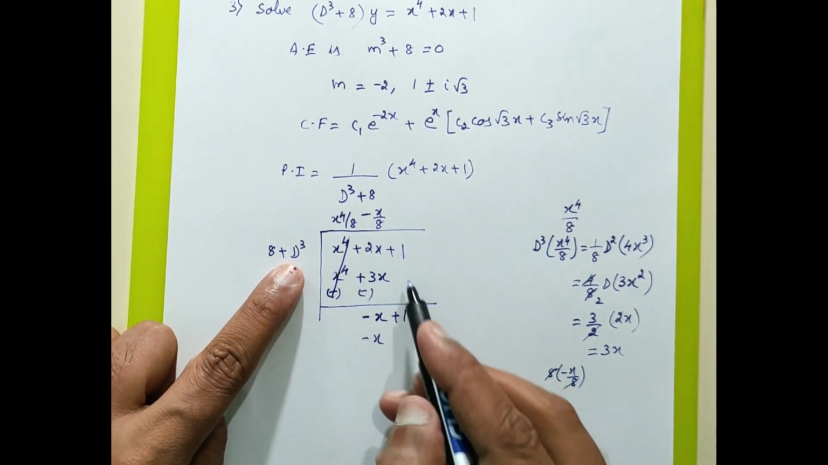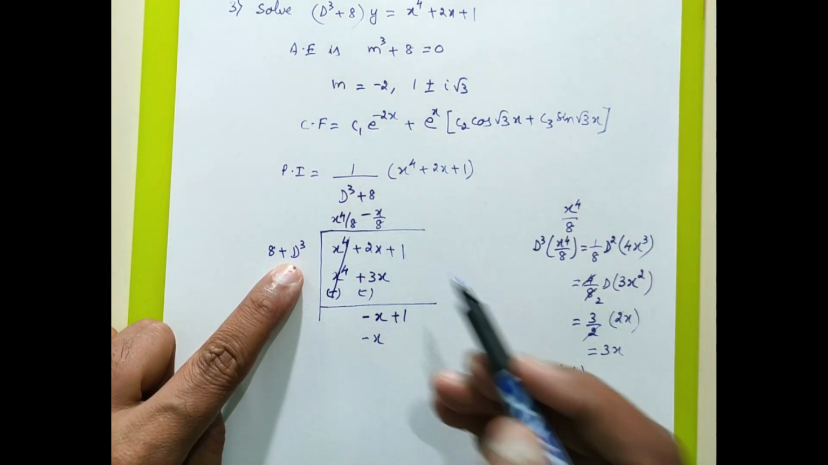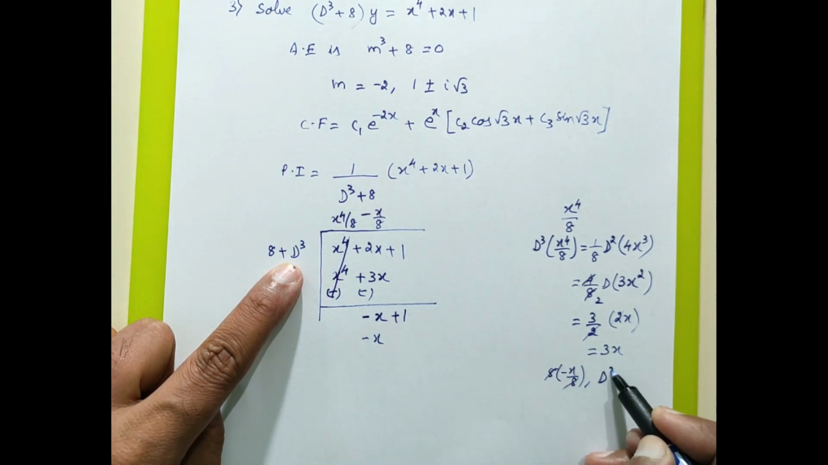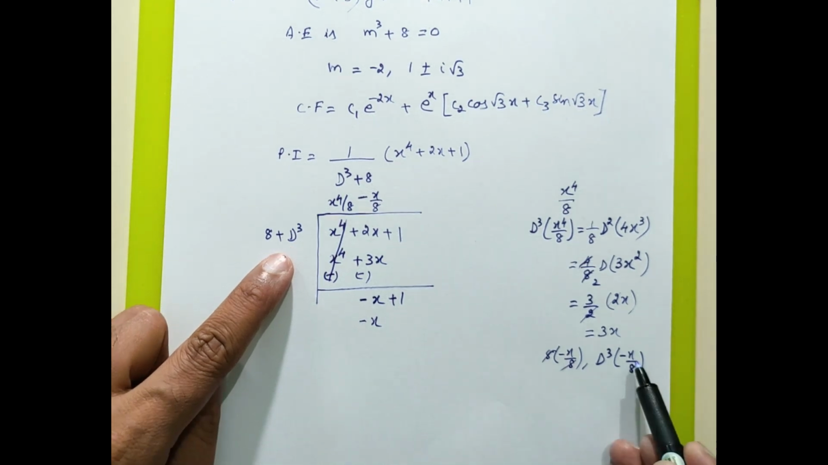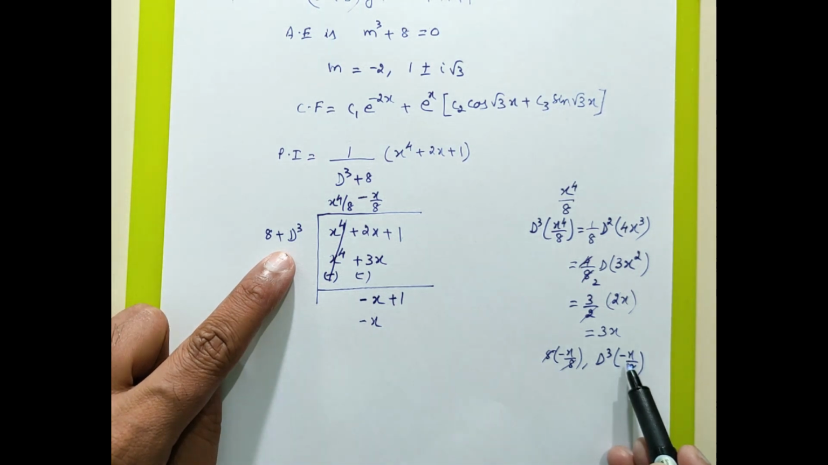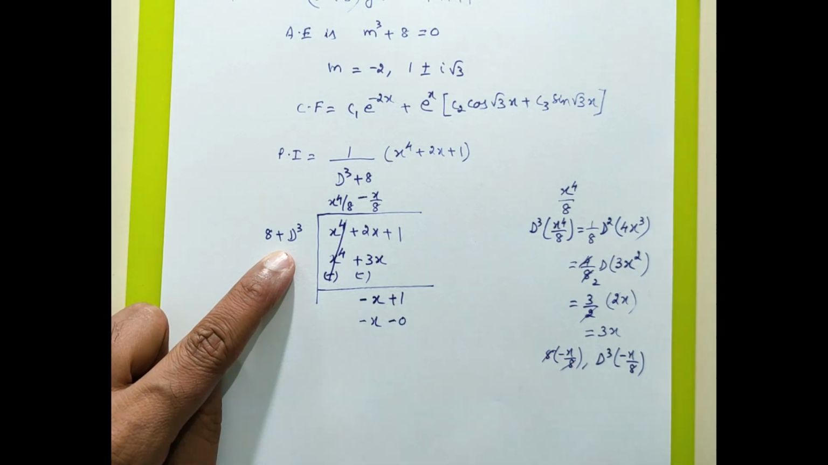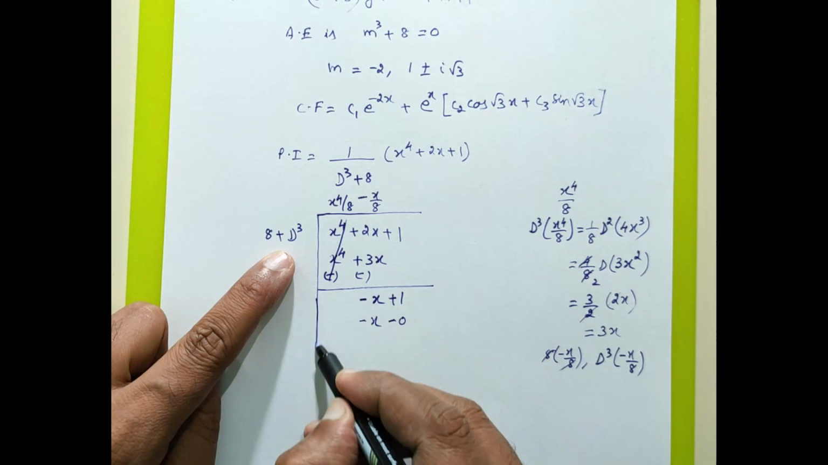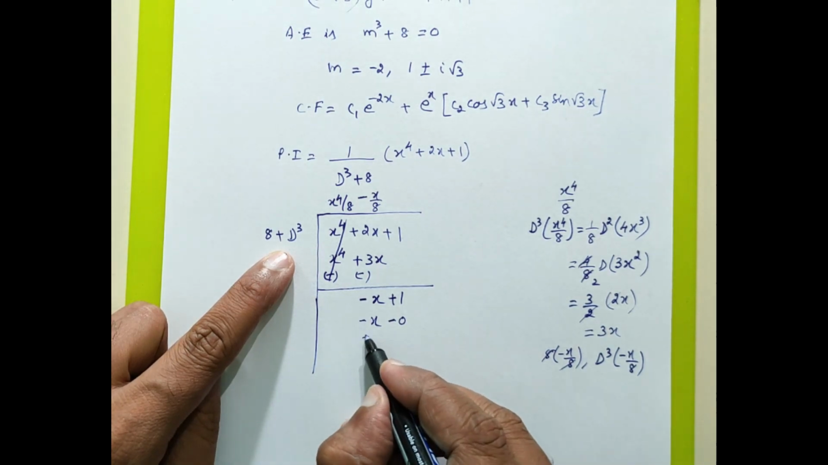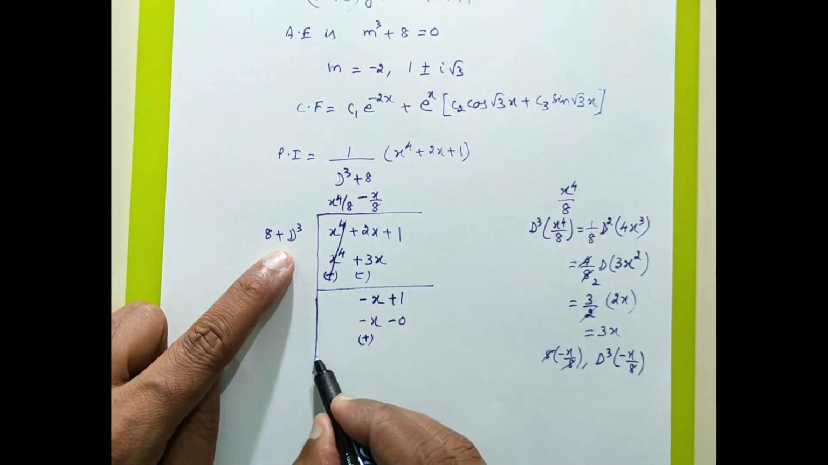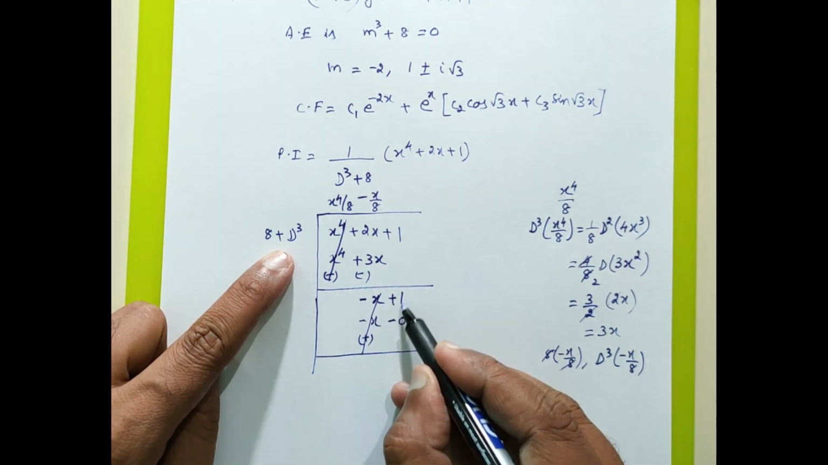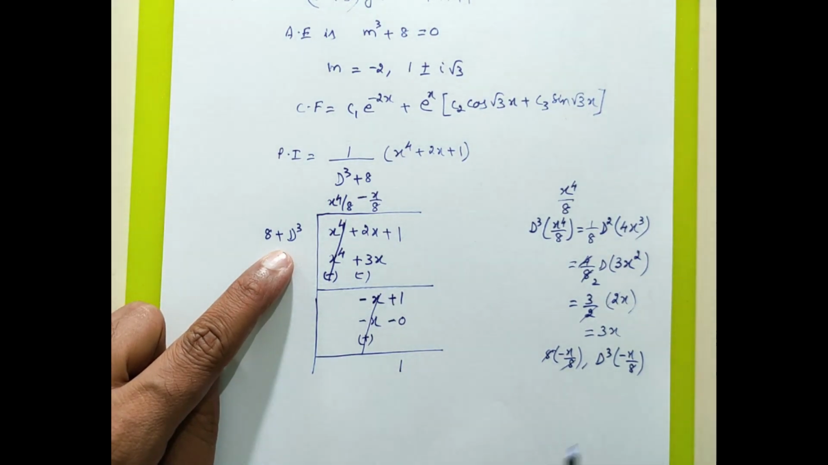Then this D^3 has to be multiplied by -x/8. What will be this D^3 multiplied by -x/8? Just as in the previous problem I told you, whenever the power of x is less than the power of D, the value will always be 0. So therefore this value will be nothing but 0 itself. Even if you don't write 0, it's okay. Now we need to subtract this one. This becomes plus. So this will cancel out. You just have 1 minus 0, which is 1 itself.